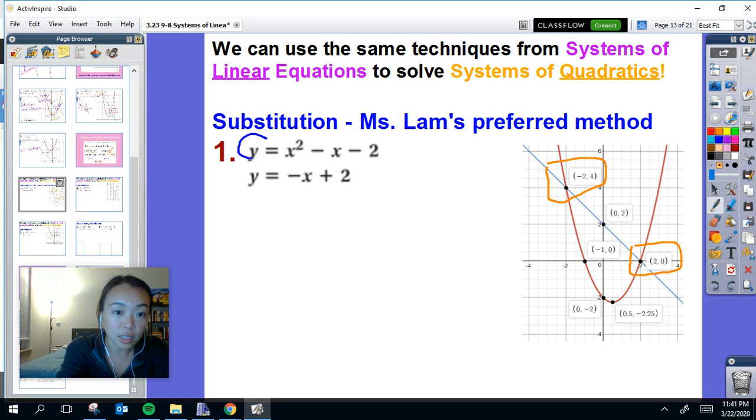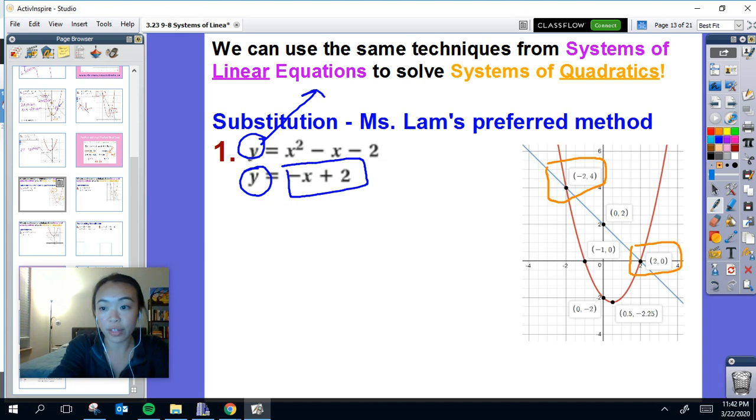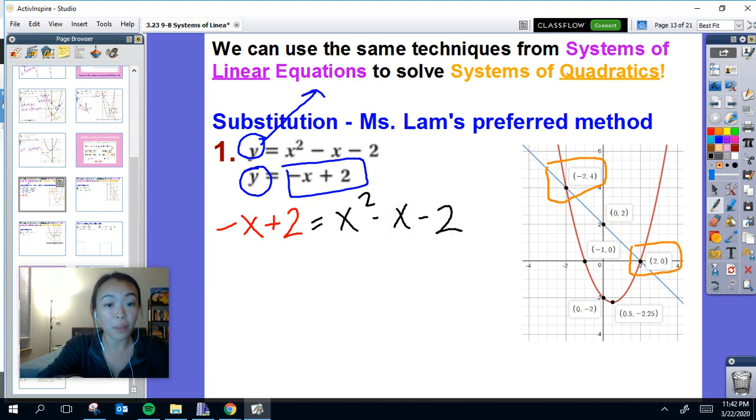So since these are both y, I'm going to take out one of the y's and I'm going to plug in what's equivalent to it. So when I set this up, on one side, I should have negative x plus 2, because that's what y is equivalent to. And on the opposite side, I'm going to have x squared minus x minus 2. If they both equal y, then they have to equal each other.